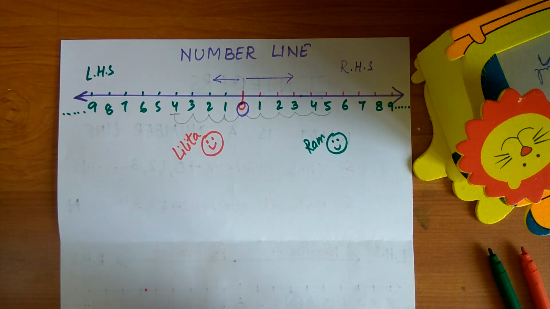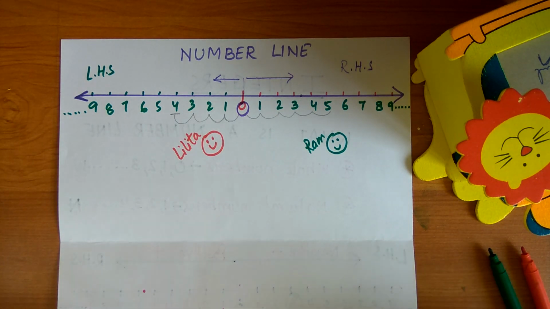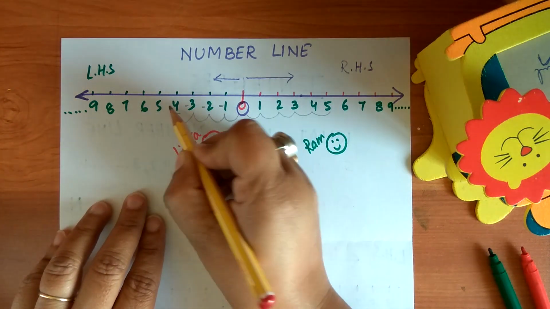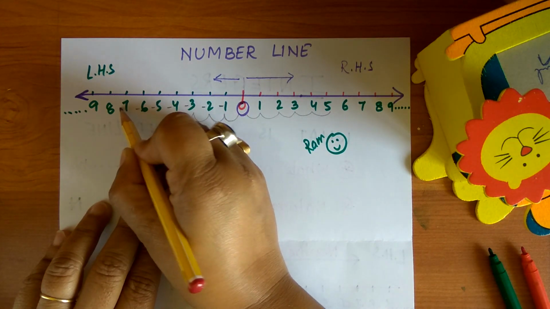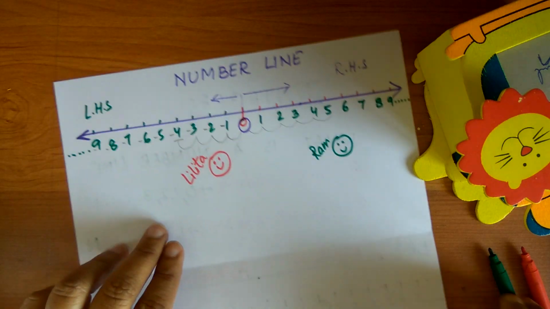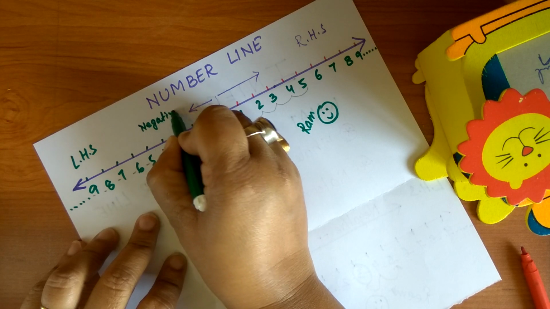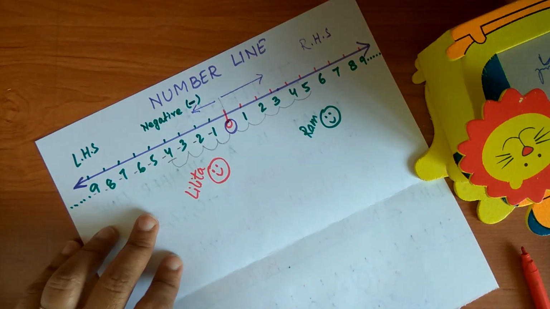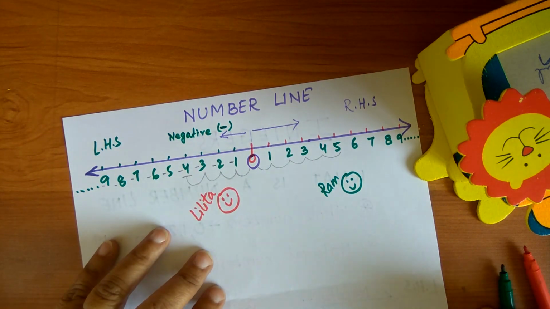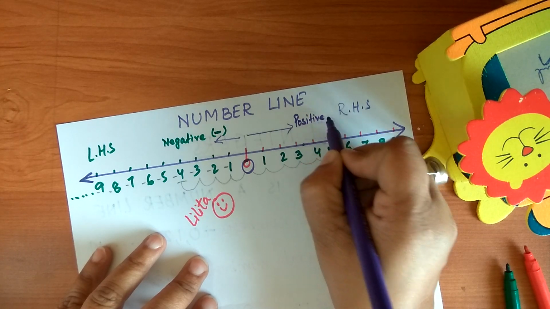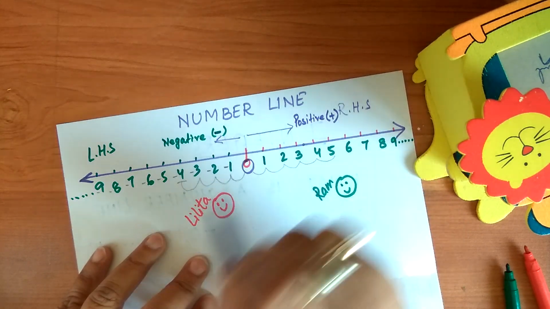Now how do we represent this right hand side and left hand side in a more sophisticated way? We can mark the left hand side of the 0 as the negative side. So these become -1, -2 and so on. So we say the left hand side of 0 is negative and denote it with a minus sign. Similarly, the right hand side of 0 is the positive side and is represented with a plus sign.